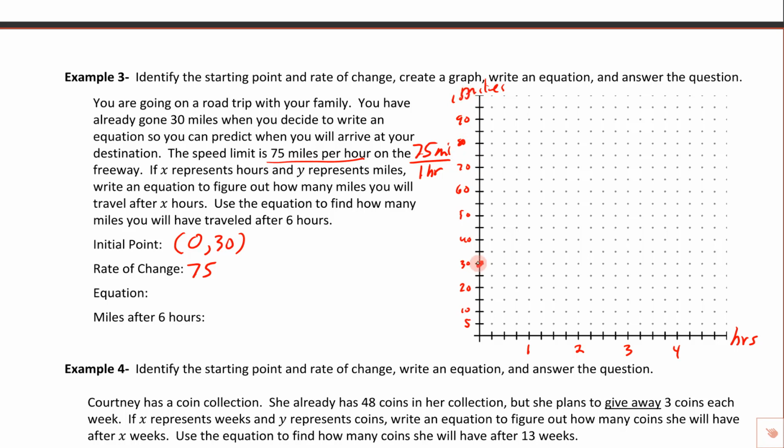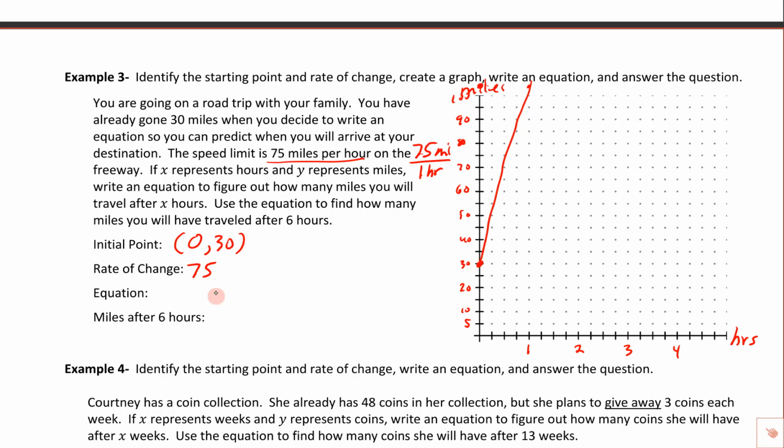So we start off at 30, so we're going to put a point right there, 0, 30, and then 1 hour we go 75 miles. So there's our rate, 75 over 1. So we're going to go up 75. So up 75, gosh, that would put us up here at 105, and then over 1 hour. So it's going to look like this, okay? All right.